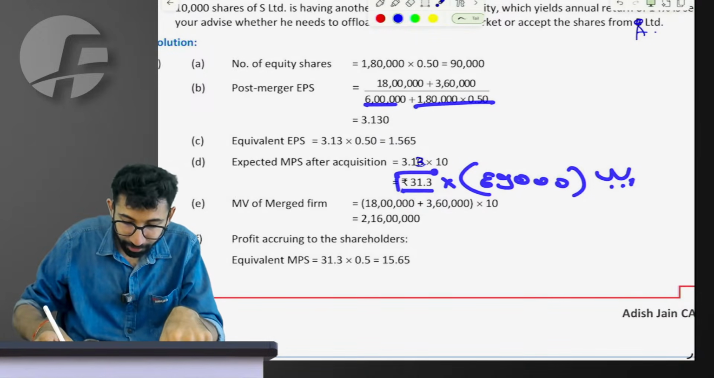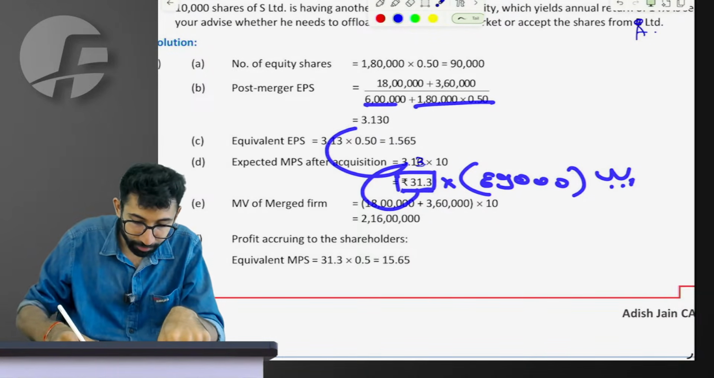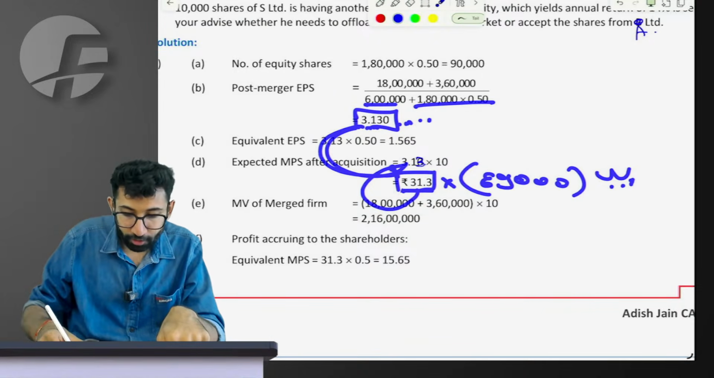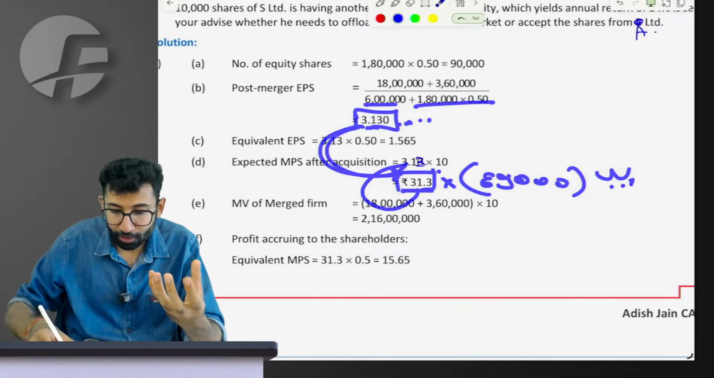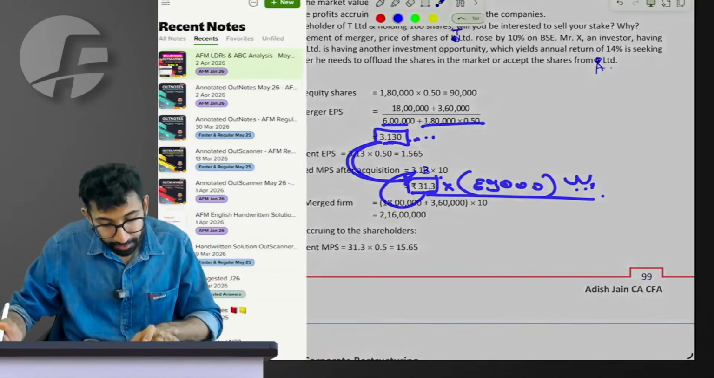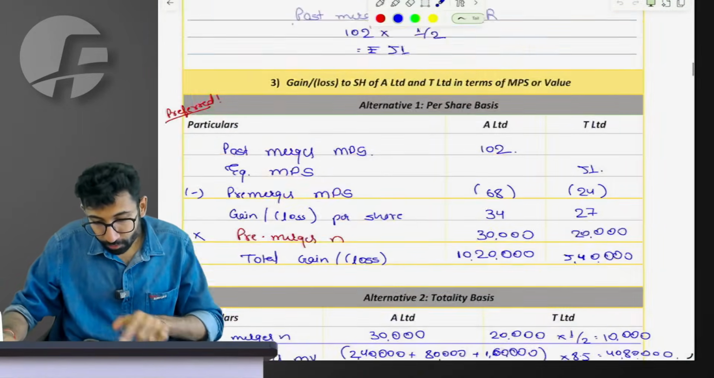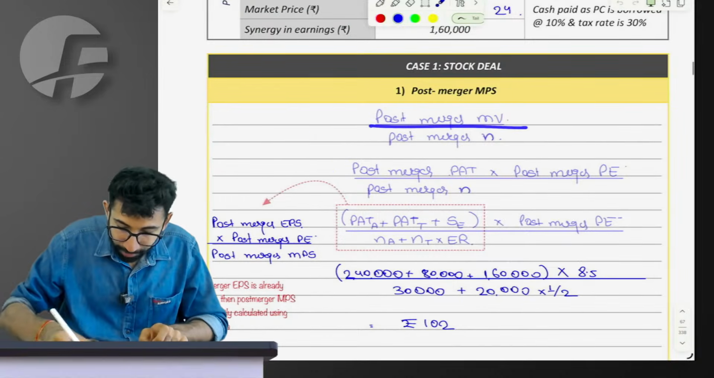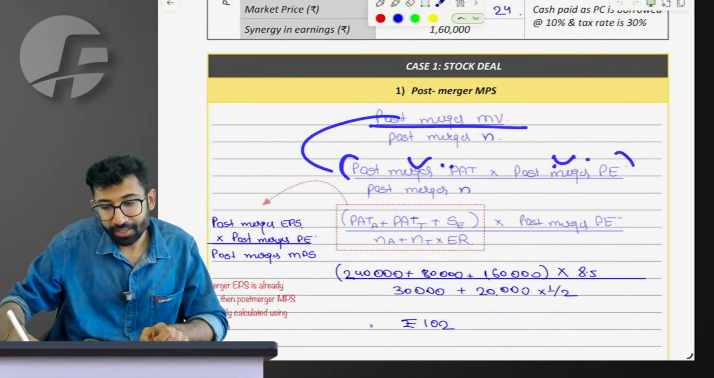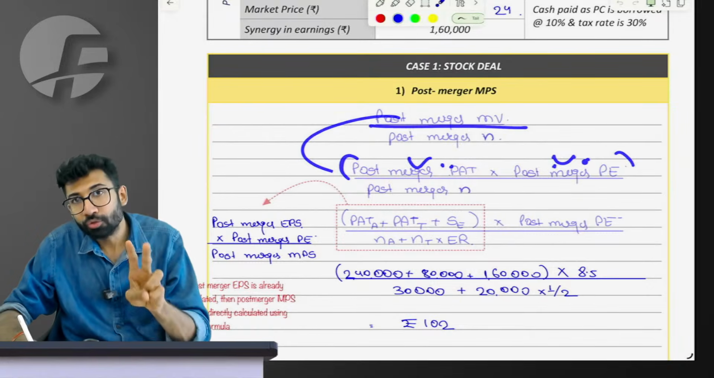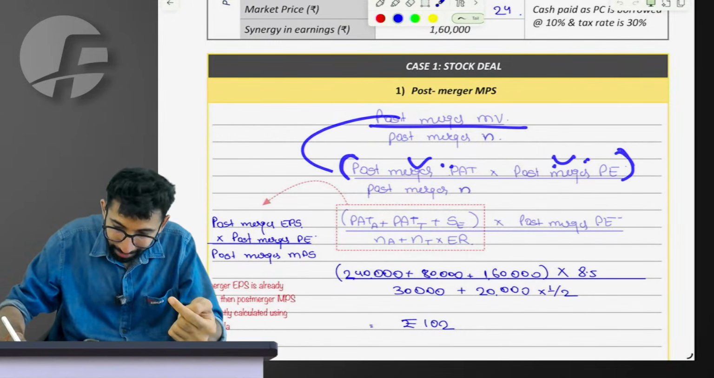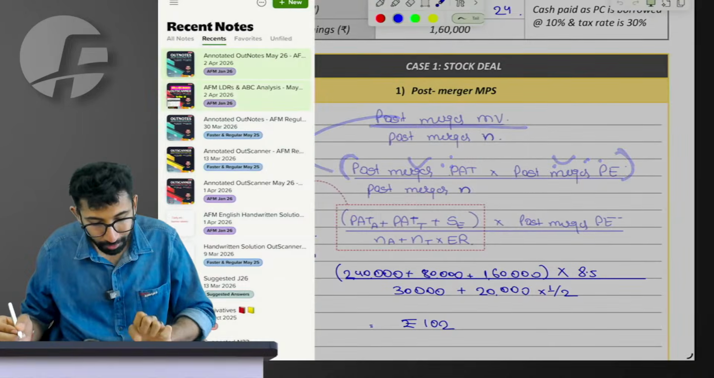Why? Because 31.3 is already a rounded off number, because the EPS you rounded off. So when you rounded off EPS, the MPS got rounded off and automatically the market value got rounded off. Another choice is to find the post-merger market value by directly applying the formula of post-merger PAT into PE. Sir, in the exam, what should we do? You have to do both so that the examiner can take whatever it wants to. So post-merger PAT into post-merger PE gives me post-merger market value.